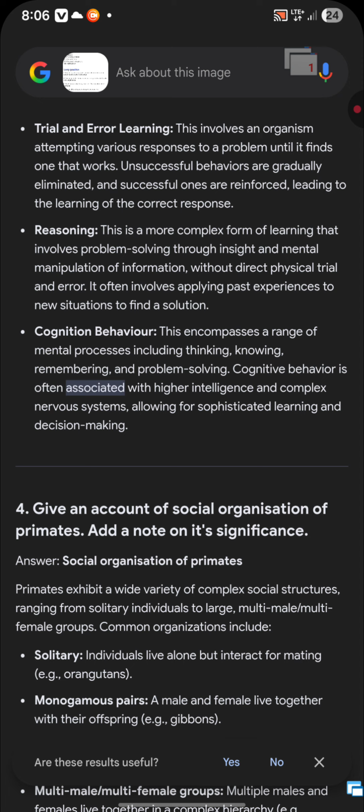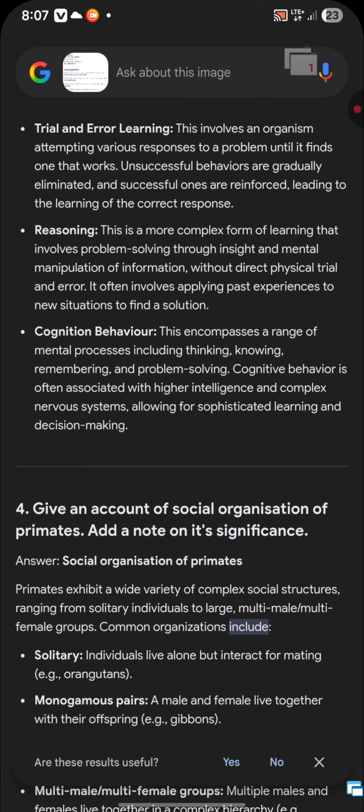Cognitive behavior is often associated with higher intelligence and complex nervous systems, allowing for sophisticated learning and decision making. 4. Give an account of social organization of primates. Add a note on its significance. Answer. Social organization of primates. Primates exhibit a wide variety of complex social structures, ranging from solitary individuals to large, multi-male, multi-female groups.